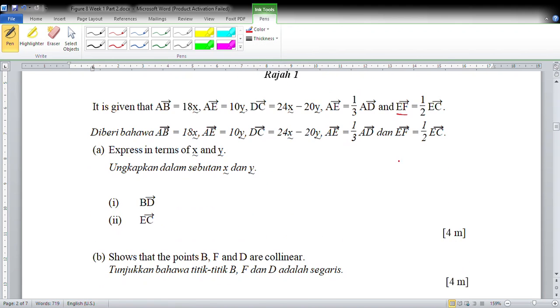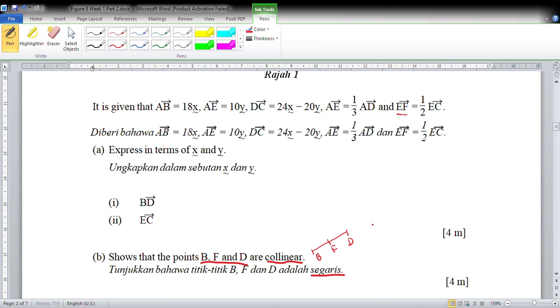Okay, part B, show that the points B, F, D are collinear. What is the meaning of collinear? In Malay here is segaris. Okay, that means these 3 points lie on a straight line. So if you have, let me sketch here, so let's say you have B, F, D. So how do we show it's on a straight line?